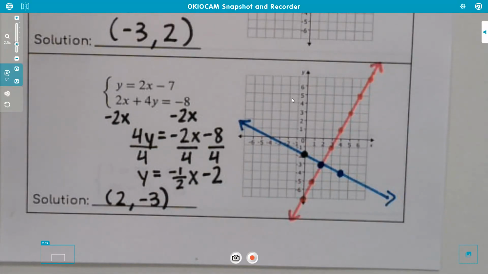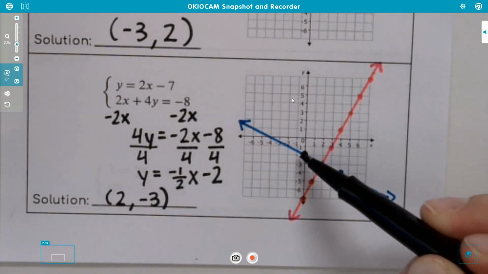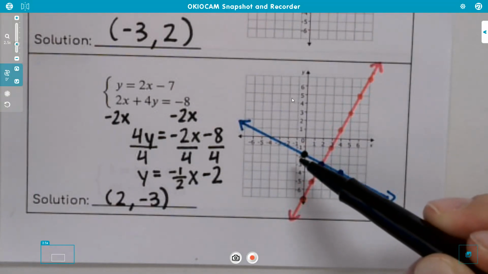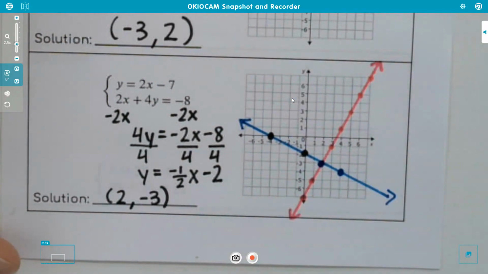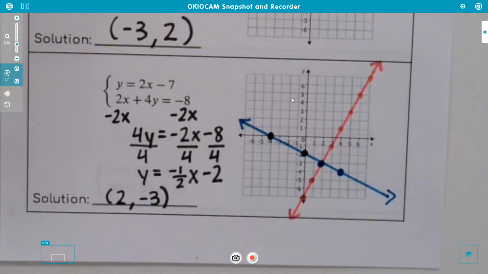If you chose to do intercepts, you should have gotten a y-intercept at negative 2, because the y-intercept on both would be the same. And you should have gotten an x-intercept at negative 4. So make sure that if you chose to do intercepts, you got those two intercepts and you got the same intersection. Okay. Any questions on that one?